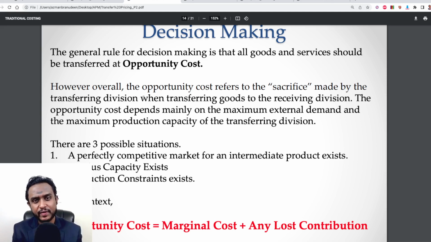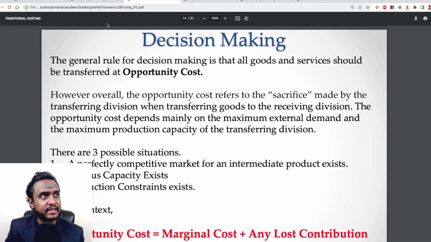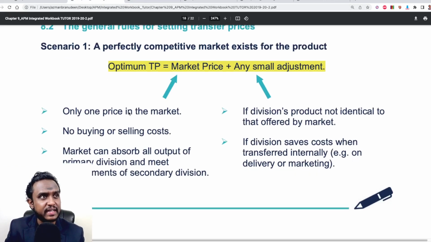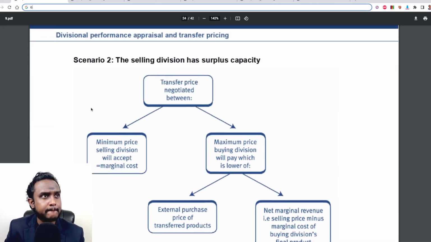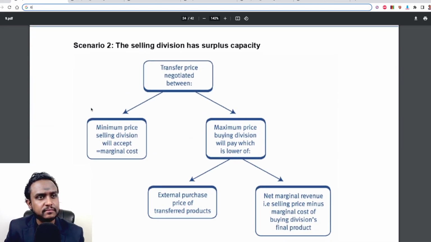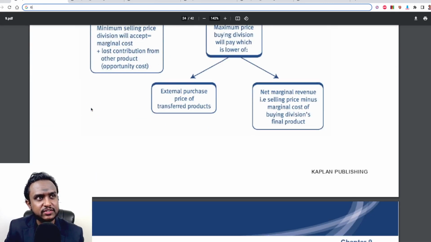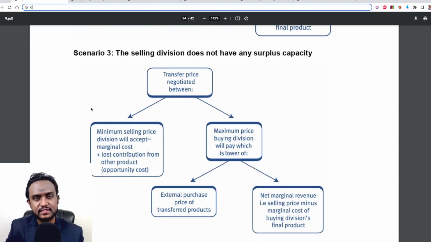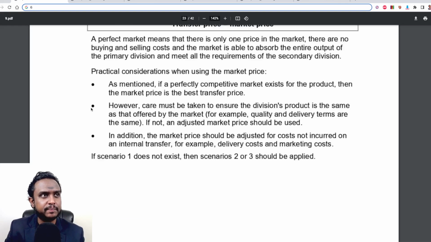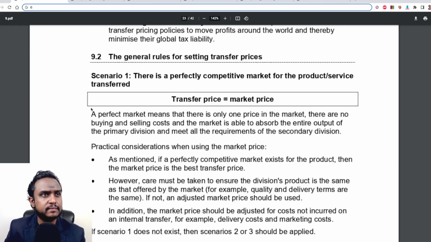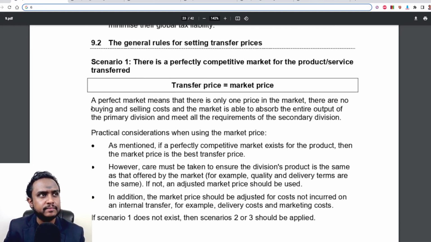So with that understanding, you can work out the rest of the examples, which are very clearly illustrated in your study text. So these two flowcharts are the context of how you're setting this up. These are the scenarios. Okay, let's look at it from the scenario perspective.